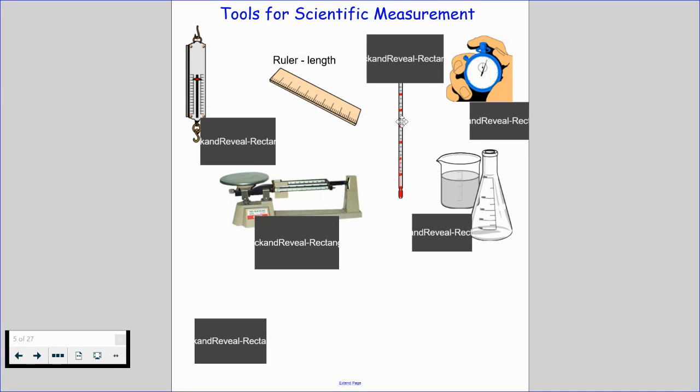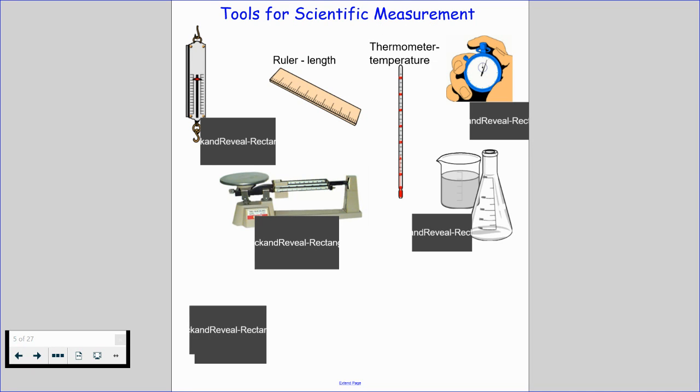Another tool that you know very well is this tool right here. That is a thermometer. We use thermometers to measure temperature. There are all different kinds of thermometers that a mathematician or a scientist might use. The third tool that you're seeing right here is a stopwatch or a clock. Timers, stopwatches, and clocks are all used to measure time.